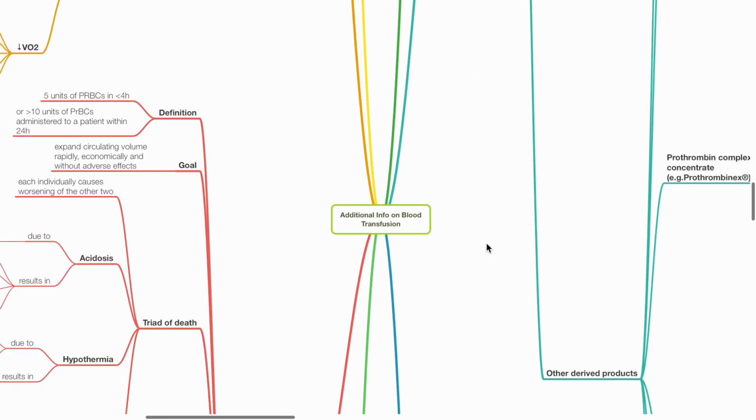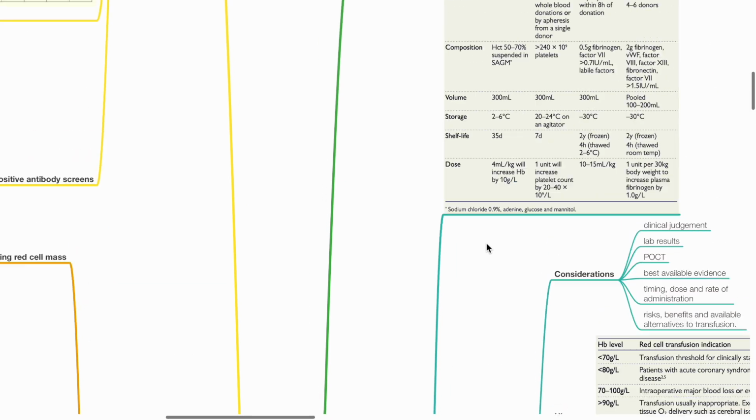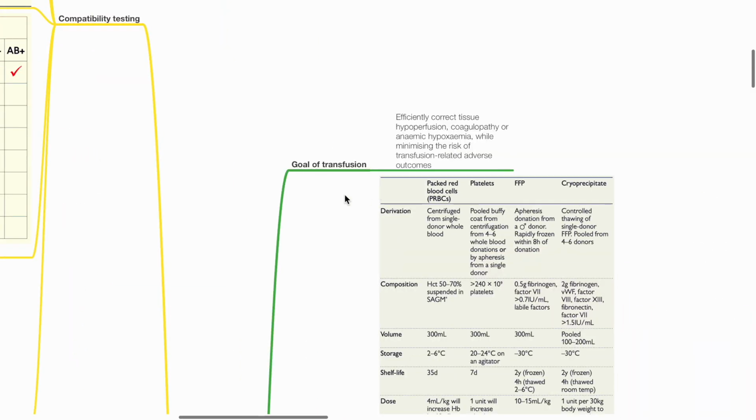Additional information. The goal of transfusion is to efficiently correct tissue hypoperfusion, coagulopathy, or anemic hypoxemia, while minimizing the risk of transfusion-related adverse outcomes.